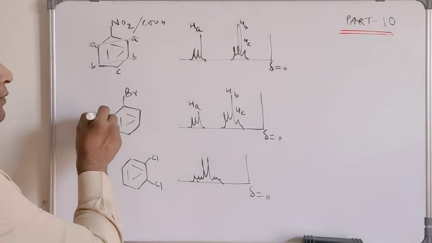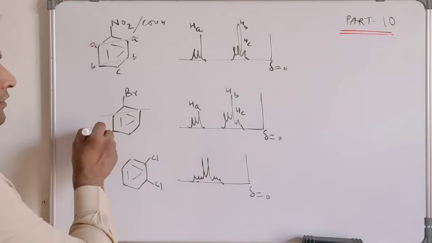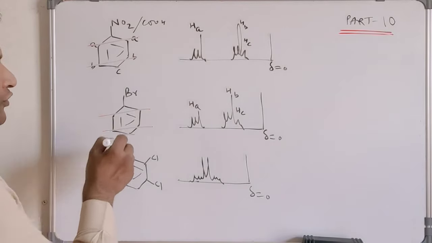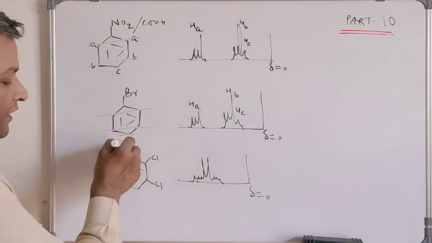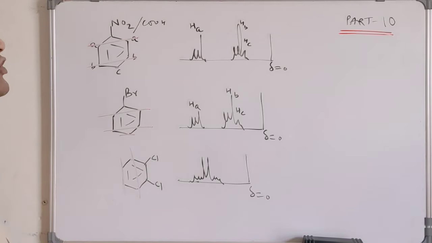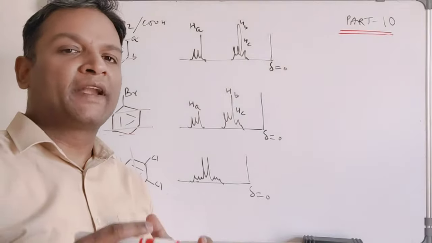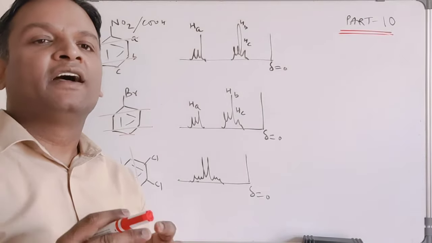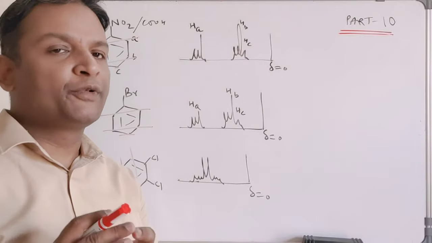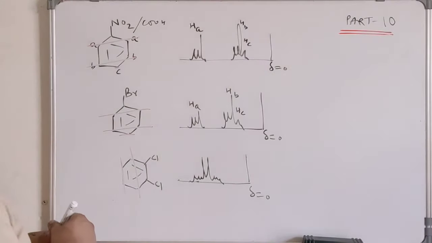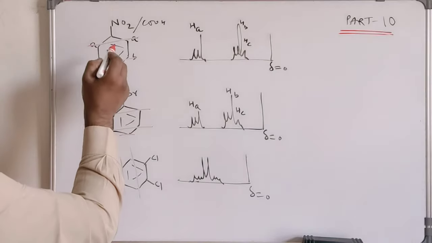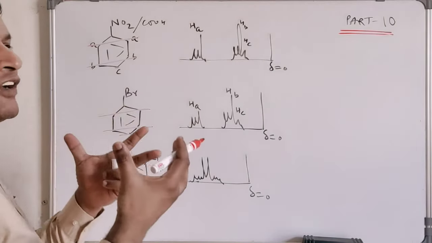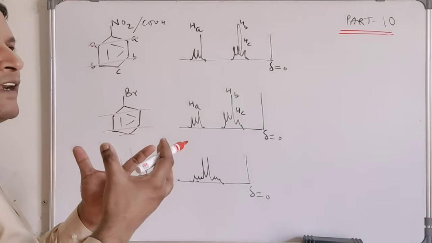In the case of bromobenzene, these 2 are very much different, these 2 are very much different, and this is very much different. These 2 are different, and these 2 are different. So in the case of an aromatic compound where group R is strongly electron withdrawing or donating, accidental equivalence will not be observed. So in the case of nitrobenzene, we will observe a complex aromatic peak pattern.